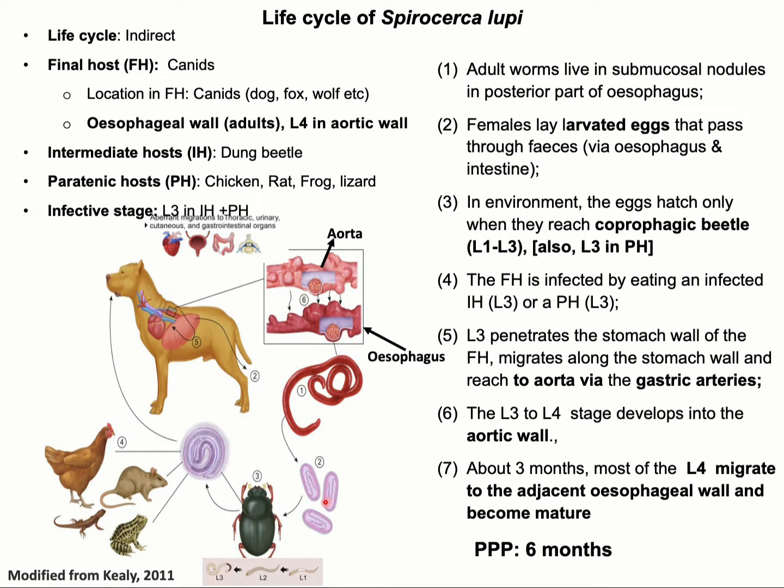In the environment, L3 stages will be developed in the dung beetle or coprophagous beetle. L3 stages may also be found in the parasitic host, as I mentioned earlier. The final host, that is dog, fox, or other canines, will be infected after ingesting the dung beetle with contaminated food and water, or any parasitic host containing L3.